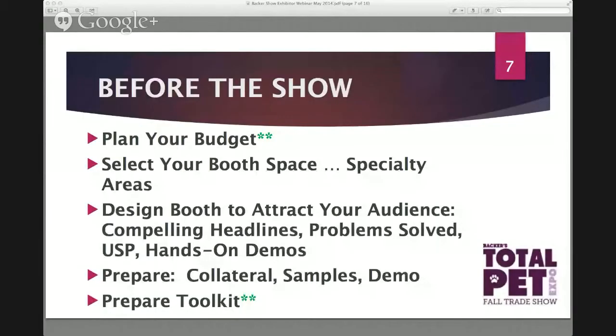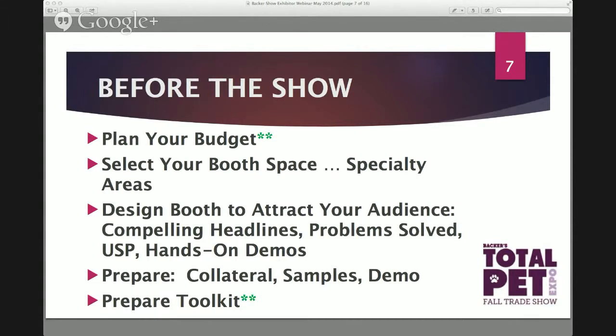When someone's walking by your booth, they should be able to figure out exactly what you do within that 3 to 5 second range. There's a lot of competition out there, so you need to have a very clear message. You need to have a compelling headline in your booth.